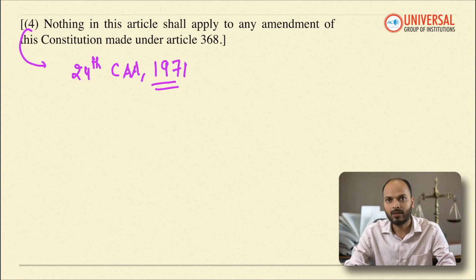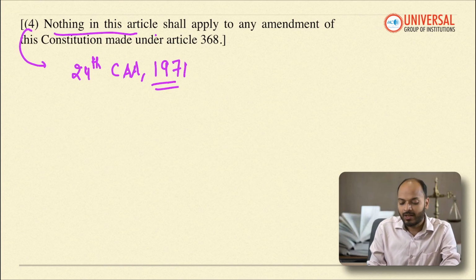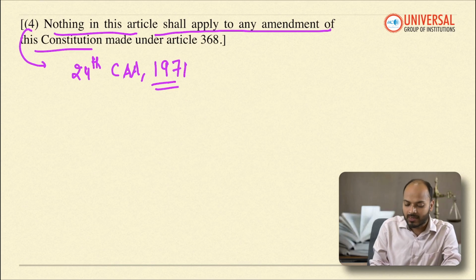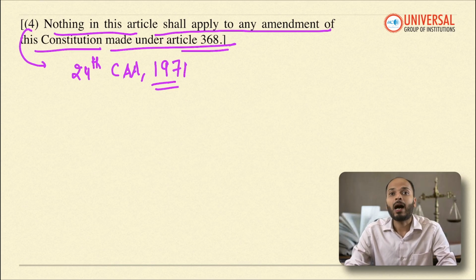Firstly, let me read what Article 13 subclause 4 says. It says, nothing in this article shall apply to any amendment to this constitution made under Article 368. Meaning, if under Article 368, which gives Parliament the amending power to the Constitution of India, Parliament passes a law which is violative of fundamental rights as well, then that law cannot be reviewed by judiciary.